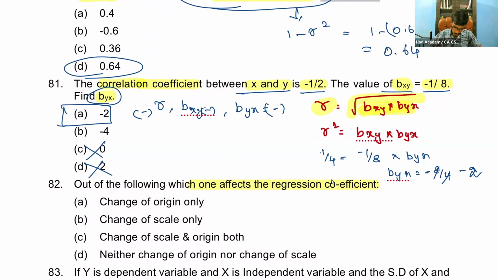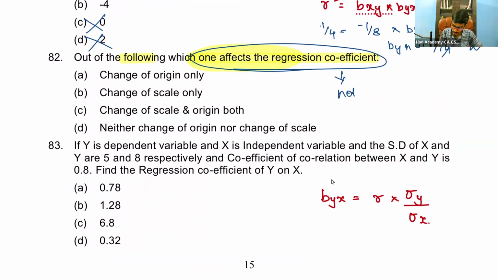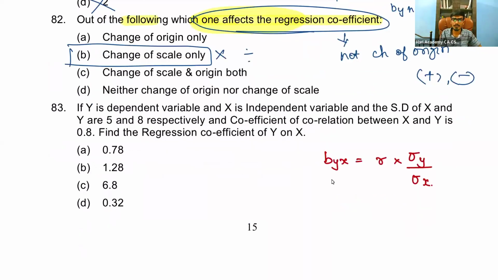Then we'll go to question number 82. Out of the following, which one affects the regression coefficient? It is not affected by change of origin, plus or minus, it will not affect. It is only affected by change of scale, multiplication or division. So my answer is option B, change of scale only.